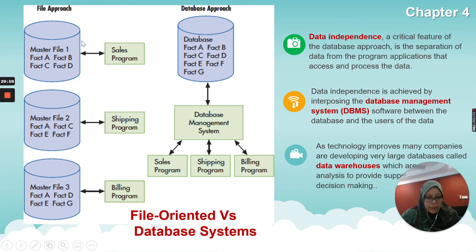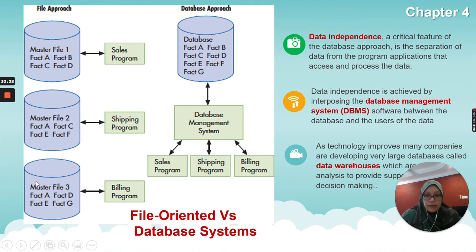Okay, so when they use this type of approach, the file approach, it can lead to redundancy of data in the files of the separate systems. If you can see here, the fact A just now. Okay, file 1 also has fact A, file 2 also has fact A. This is what we call redundancy, because they have the same data but in different storage. So we say it leads to redundancy.